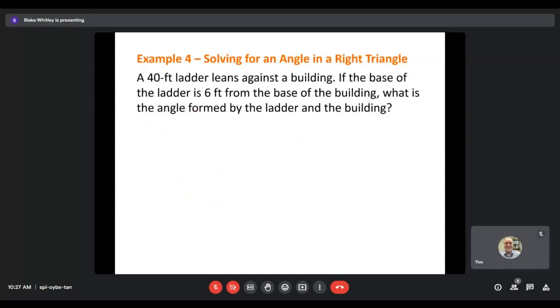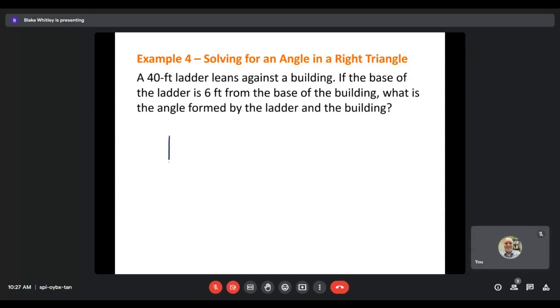All right, example 4. So a 40-foot ladder leans against a building. If the base of the ladder is 6 feet from the base of the building, what is the angle formed by the ladder and the building? Now, anytime we have a word problem and I can draw a picture, that's going to be my first step. So I'm going to start sketching out what we know.